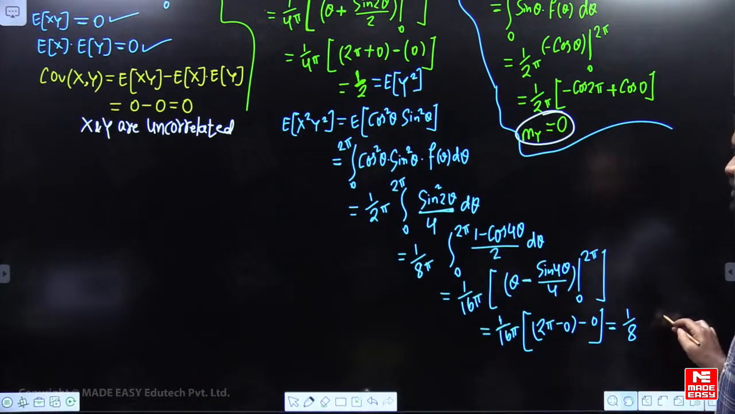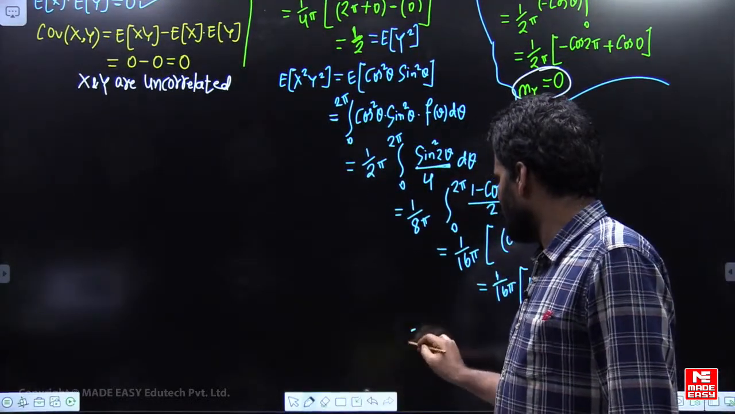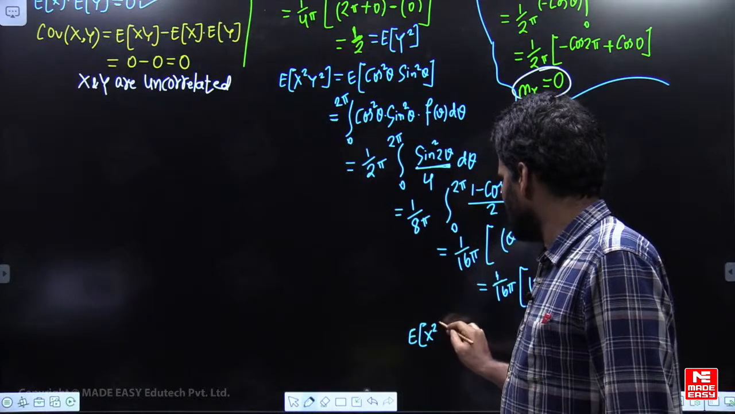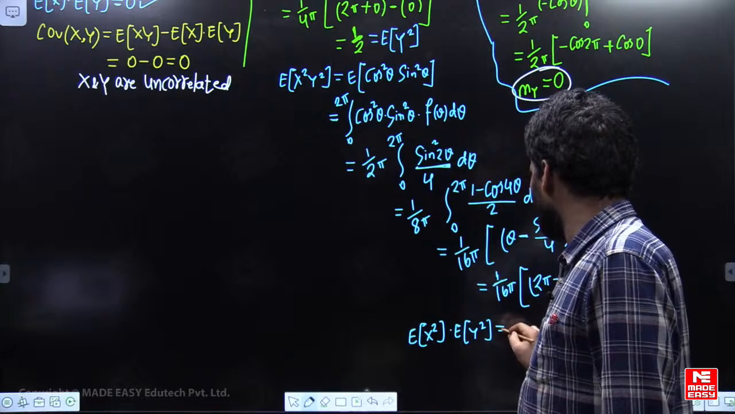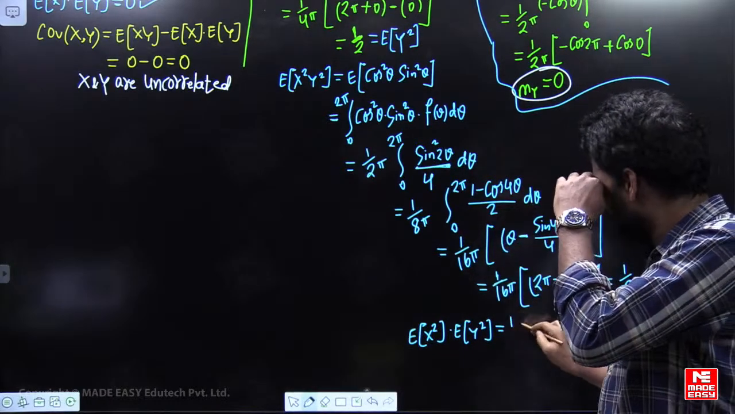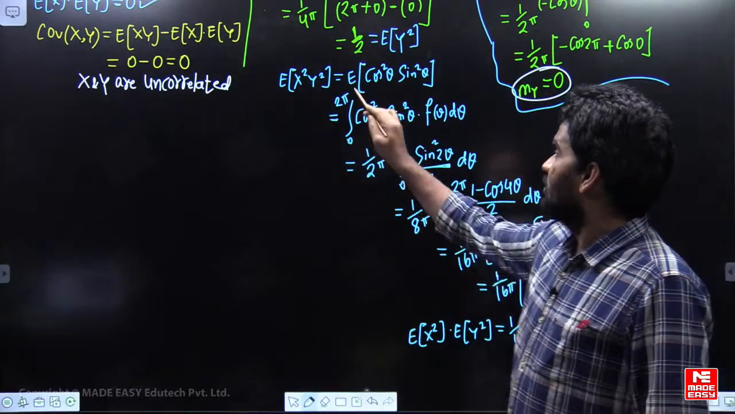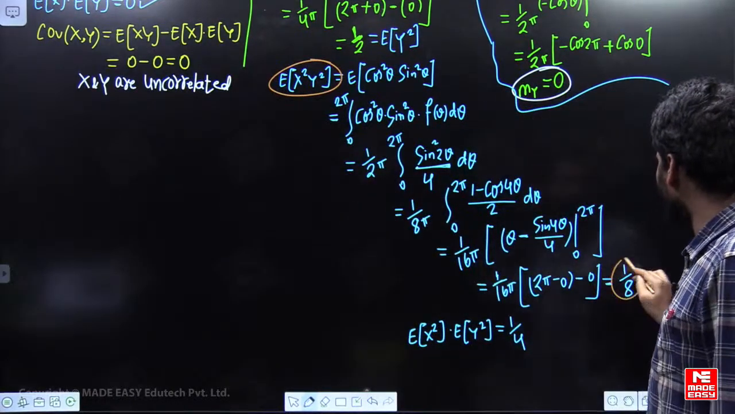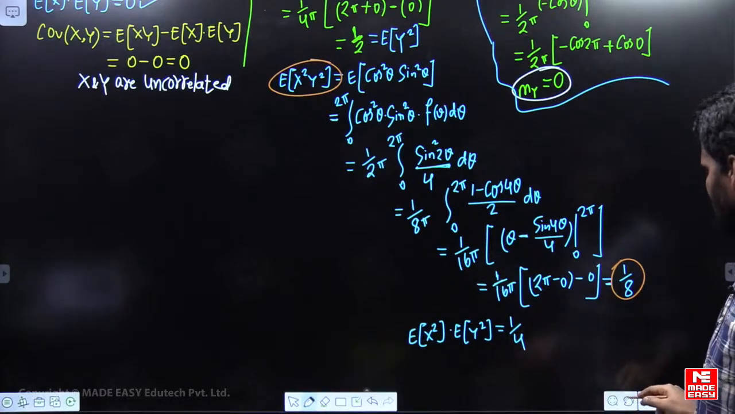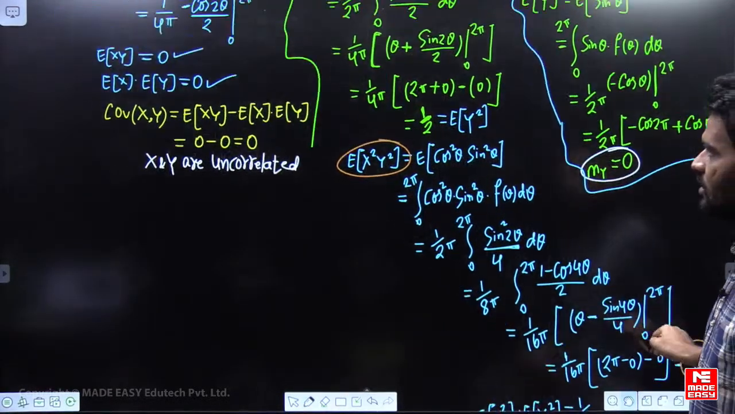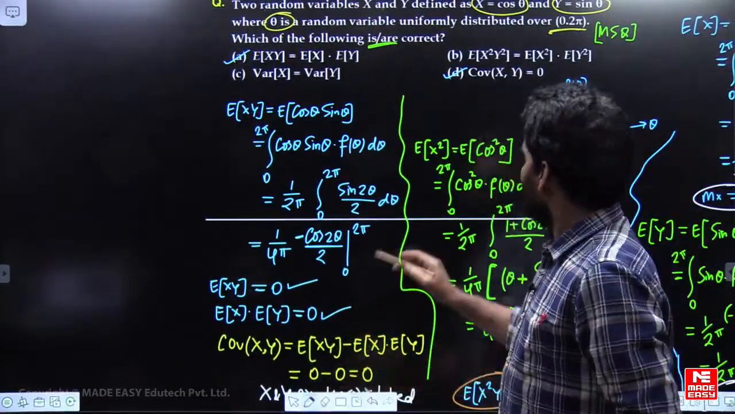So expectation of x square y square is 1 by 8, and expectation of x square into expectation of y square is 1 by 2 times 1 by 2, which is 1 by 4. But expectation of x square y square is 1 by 8. So expectation of x square y square is not equal to expectation of x square into expectation of y square. So here option B is not correct.